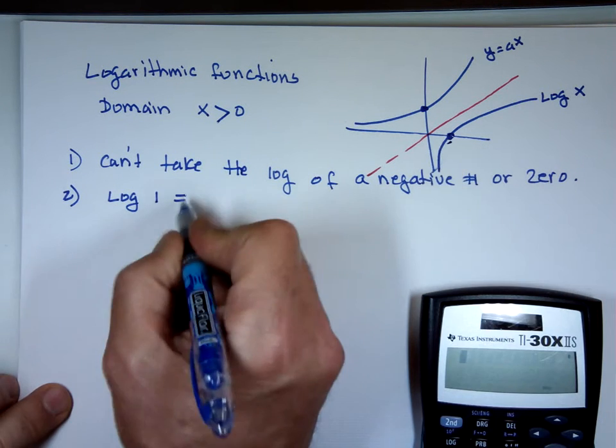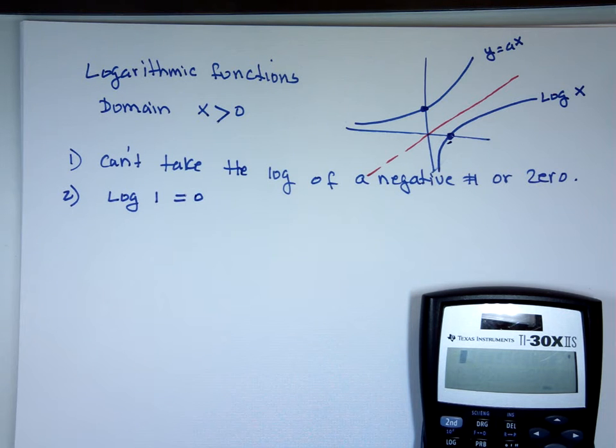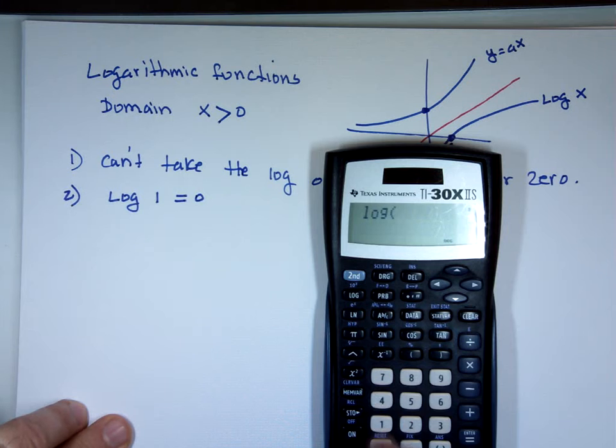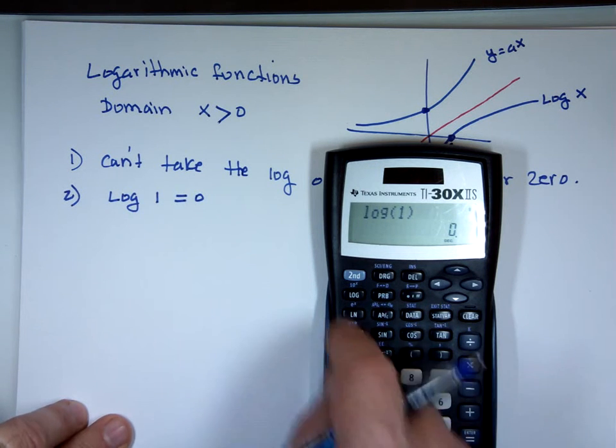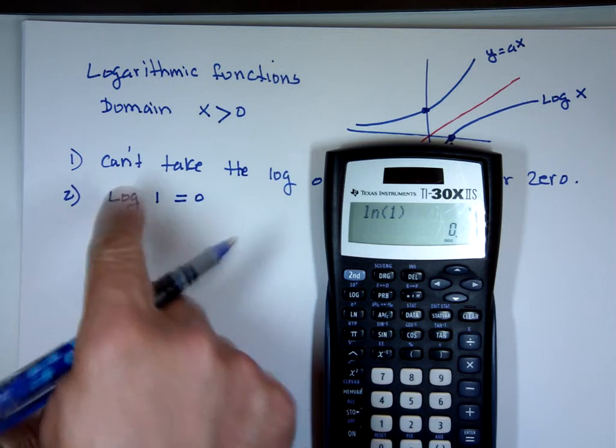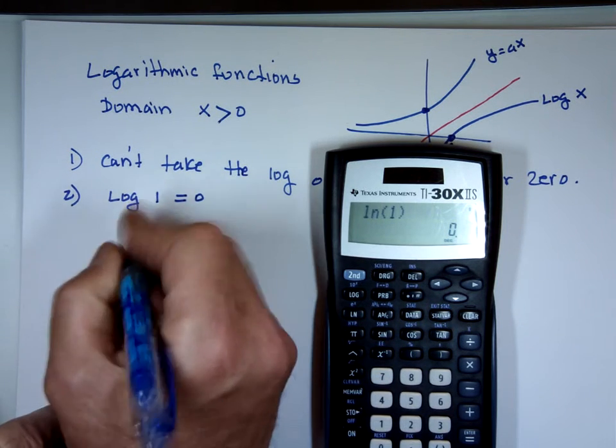0. Let's try it. What is the log of 1? 0. What's the natural log of 1? 0. The log of any base, doesn't matter what the base, the log of 1 to any base is always 0. So I'm going to put A or B for the base.